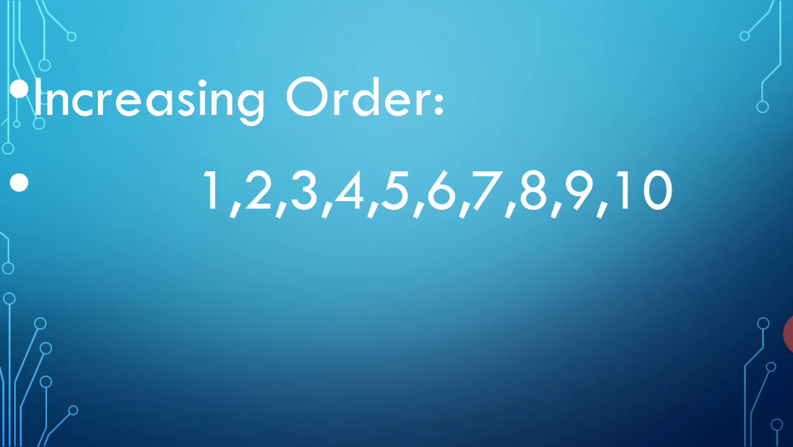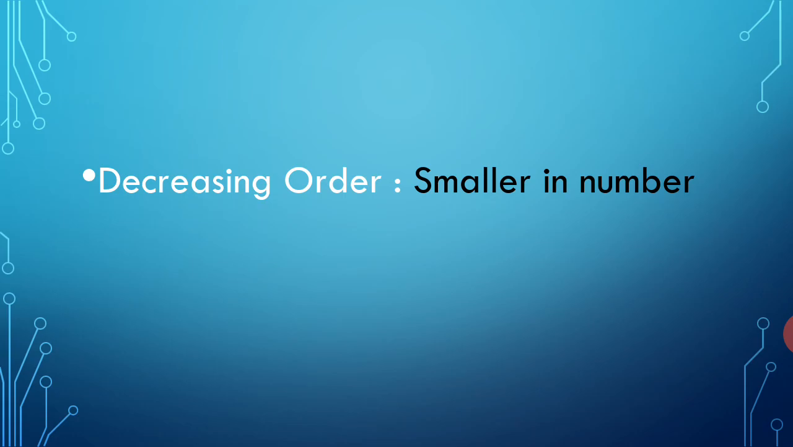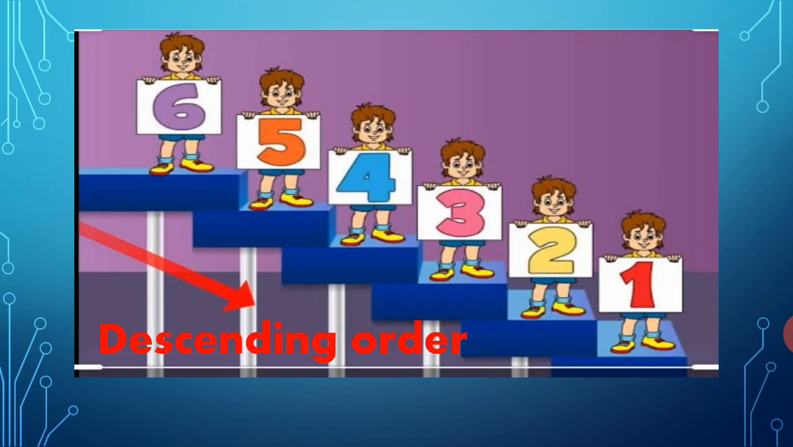Now we will be seeing what is decreasing order. Decreasing order means smaller in number, less in number. Decrease means small, less. So students, over here, as in ascending order, as in increasing order, we went from a smaller number to a greater number, right? Now in decreasing order, we'll go from a greater number to a smaller number, that is known as descending. That is, we arrange numbers from greater to smaller.